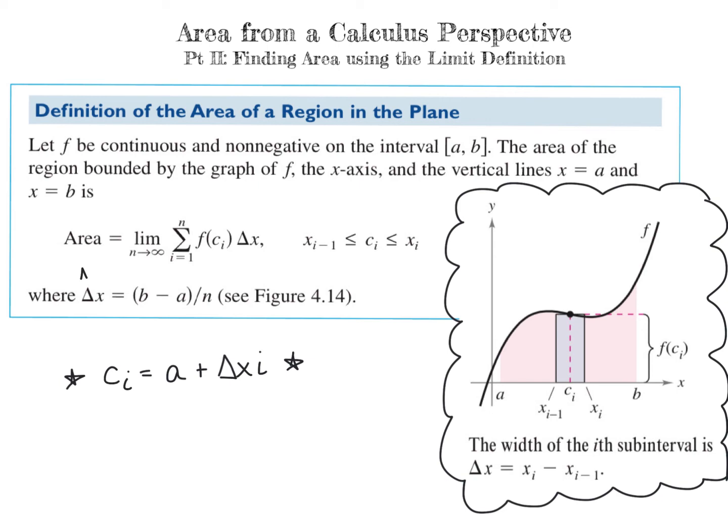And here is the way that we find delta x. So be sure that you have this written down. This part is not necessary to write down. I would write what it is, definition of area. This is called the limit process. This is important to write down. This right here, delta x, and then c sub i.